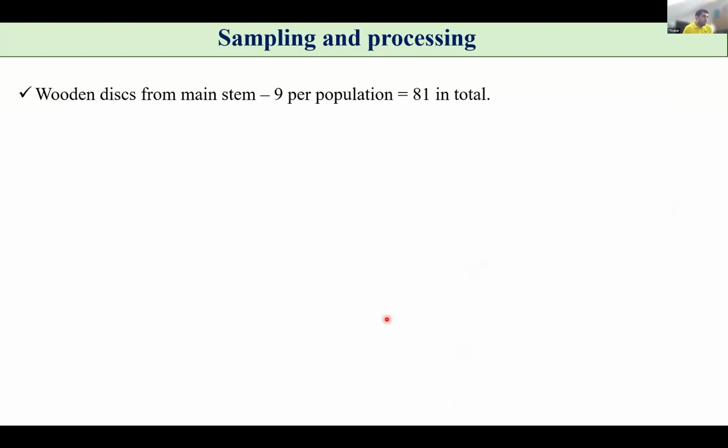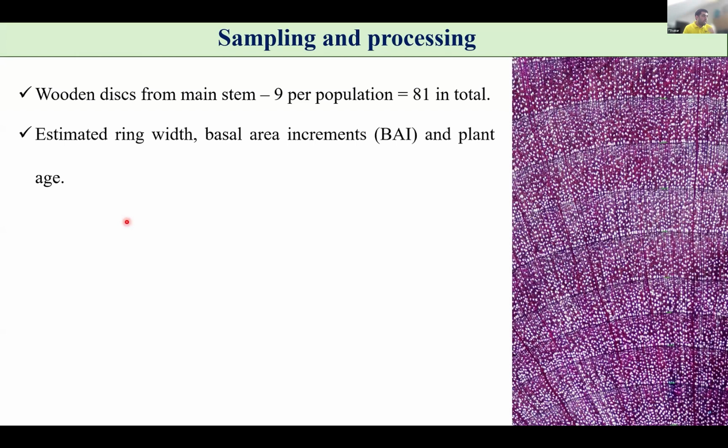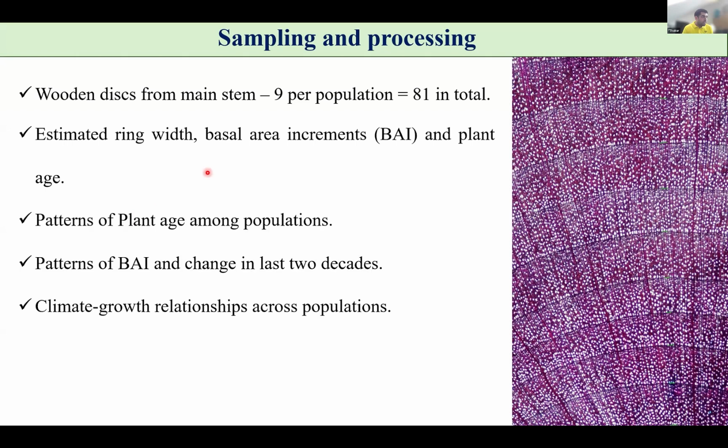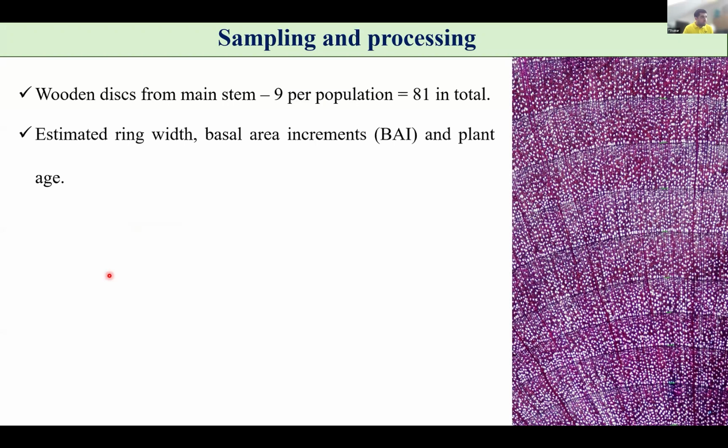What we did was collect wooden discs from the main stem of 9 different individuals per population, so in total from 81 individuals. We estimated the ring width, then we estimated basal area increments, and then plant age from these rings. We then analyzed how plant age differs among the populations from different climates, and how BAI, this basal area increment, differs among populations and how it changed during the last 2 decades.